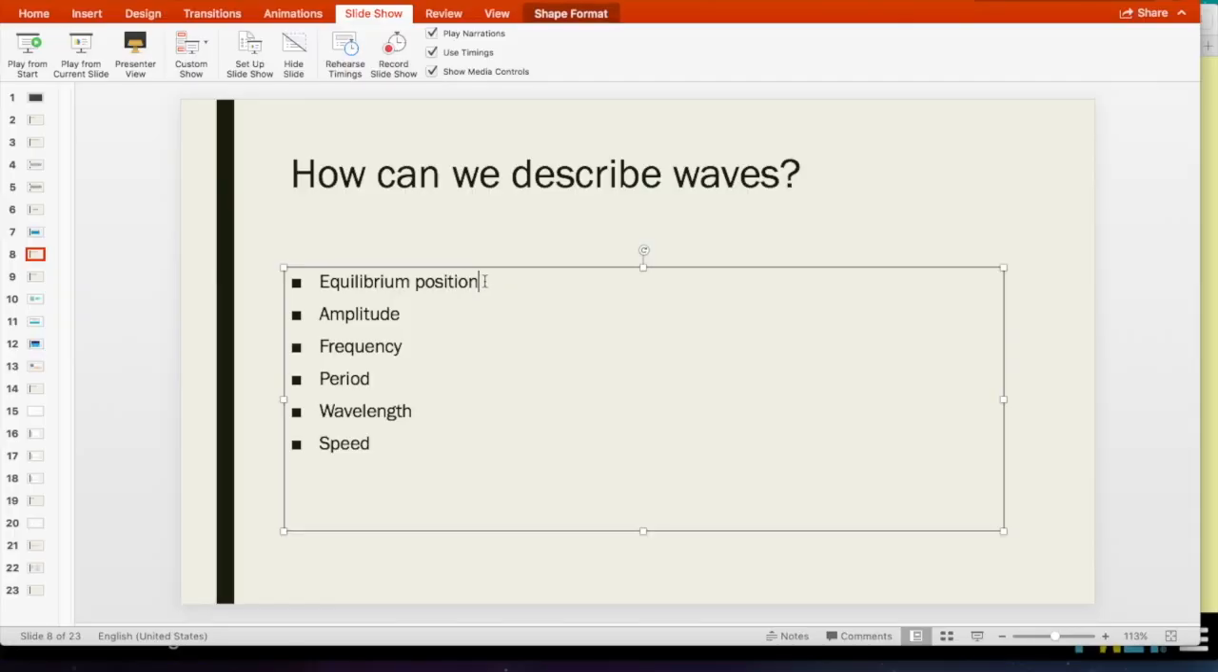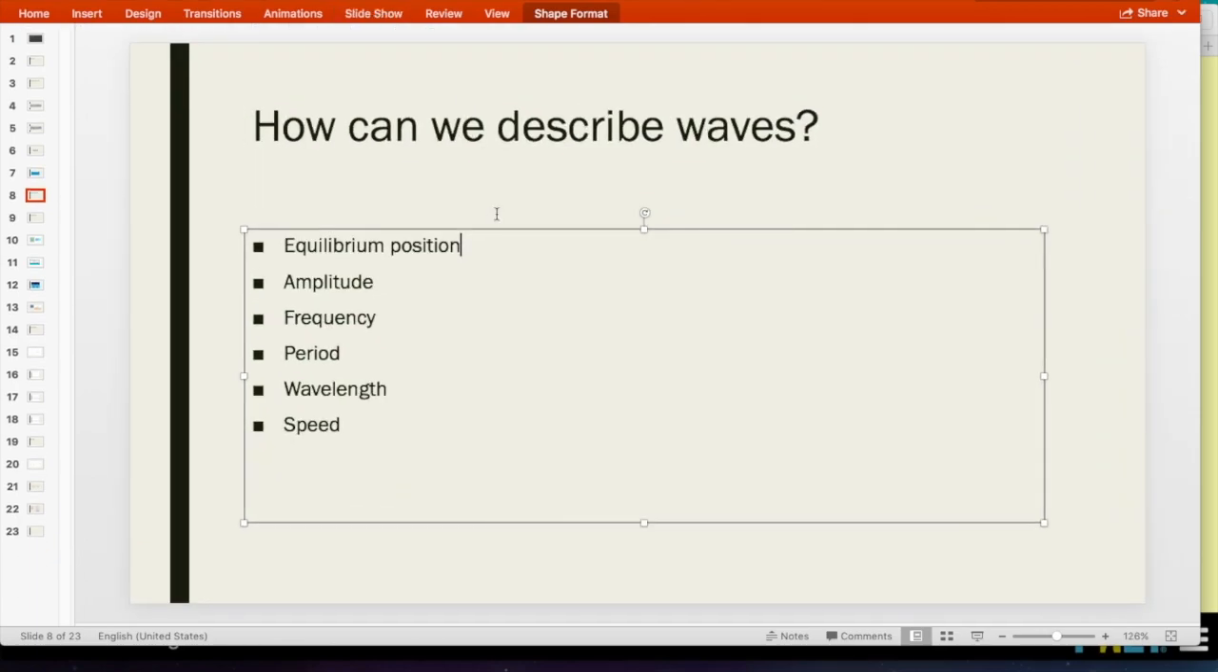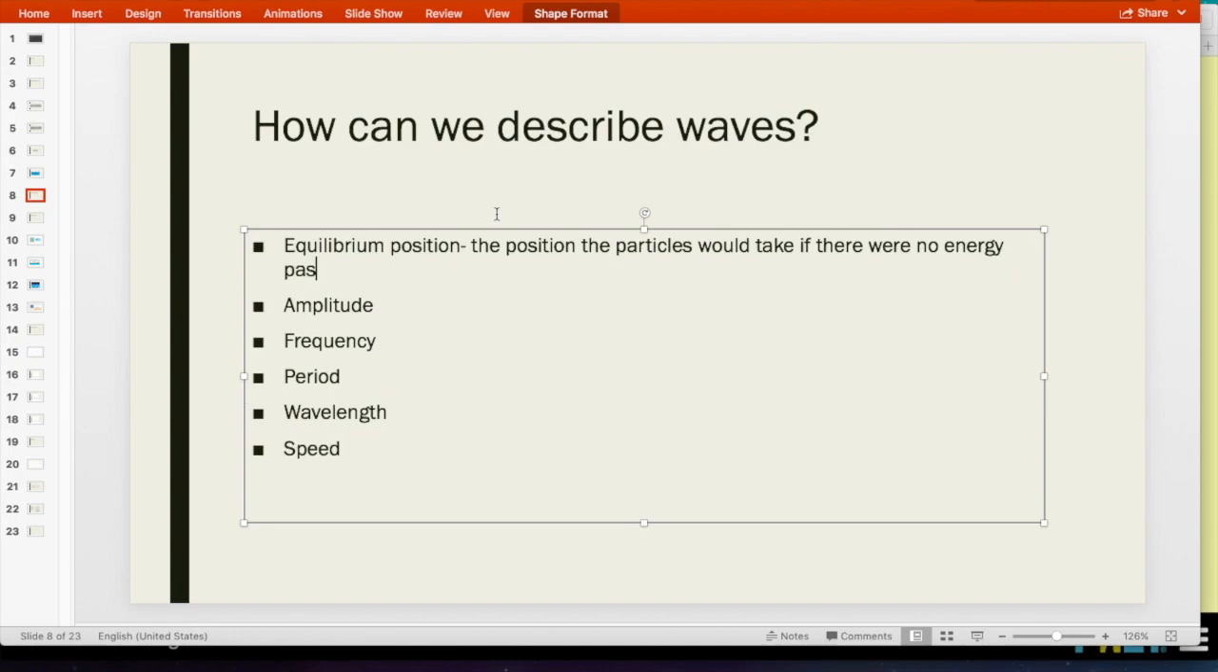Okay, so how can we describe waves? Well, first of all, we need to talk about this idea known as equilibrium position. This is the position the particles would take if there were no energy passing through the system at all.